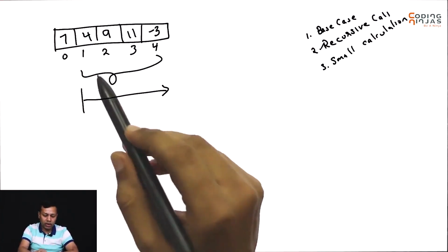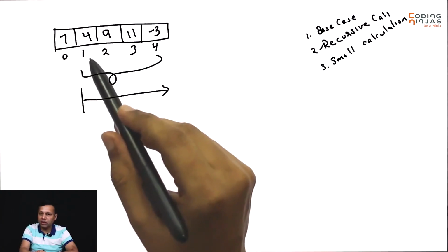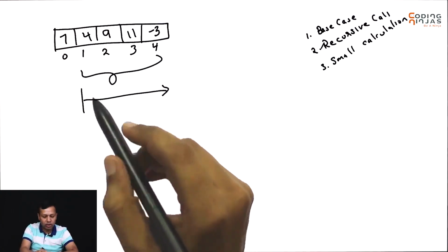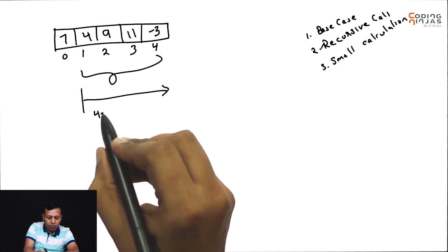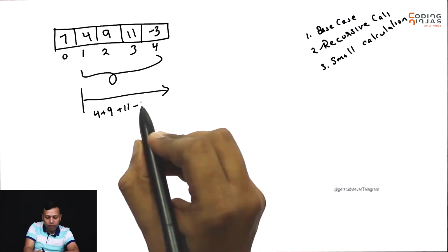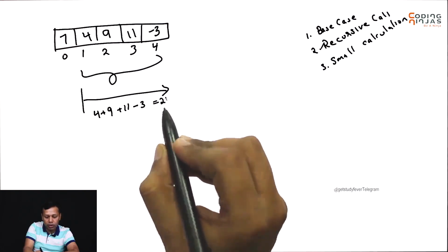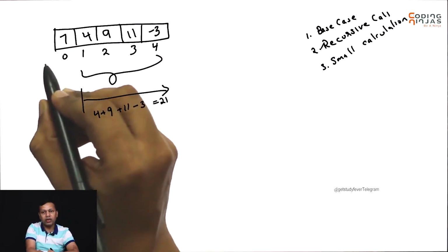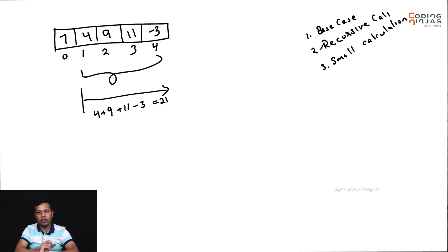So if we call recursion from the first element itself, it should return us 4 plus 9, 13, plus 11, 24, minus 3, which turns out to be 21. We would add 7 to it and return our answer. So this is simply what we will do in recursion.